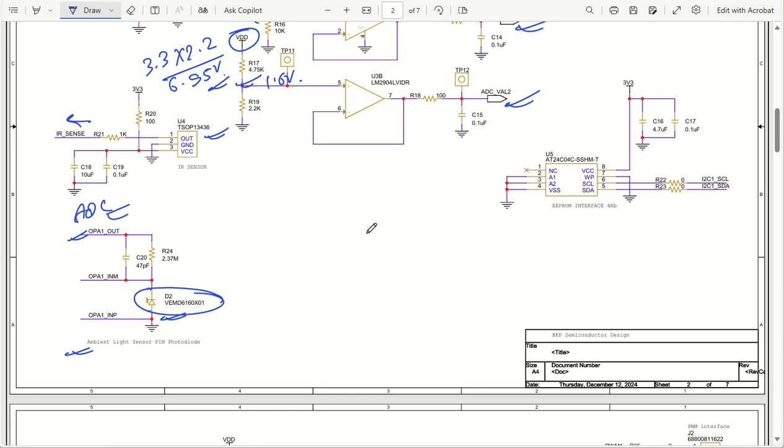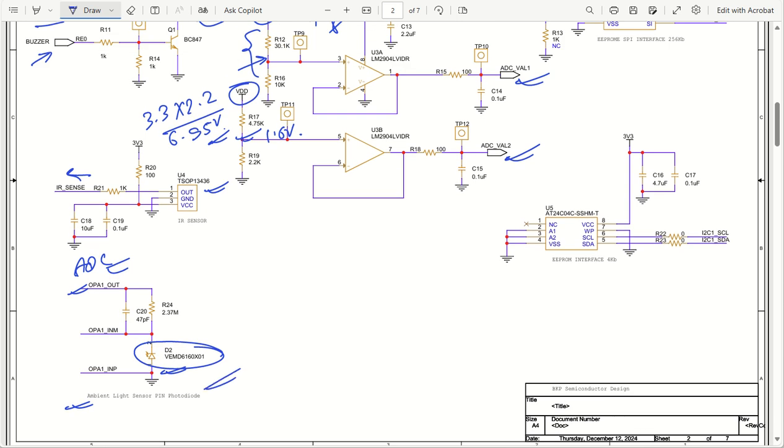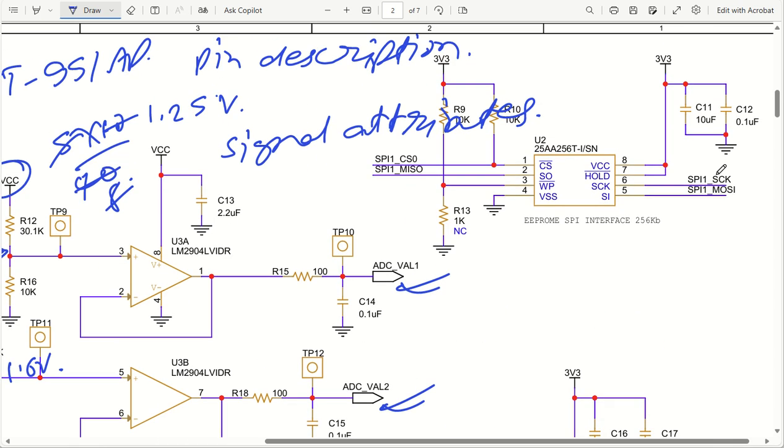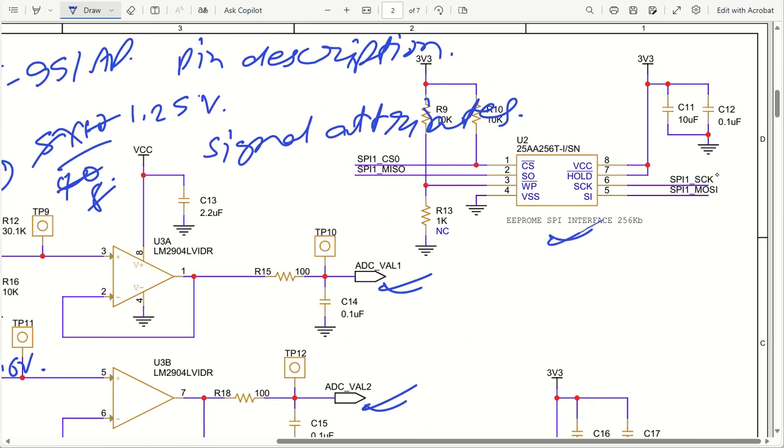As you can see, this ambient light sensor we already saw. Now come back to the EEPROM part. So this is the EEPROM, and this is having SPI interface. In the SPI interface, you can see that we have a channel selection pin, that is CS. Then we have SPI MISO and MOSI lines, and then we have SPI clock line. MOSI is nothing but your master output slave input, and this is having master input slave output. So this is how it is connected.